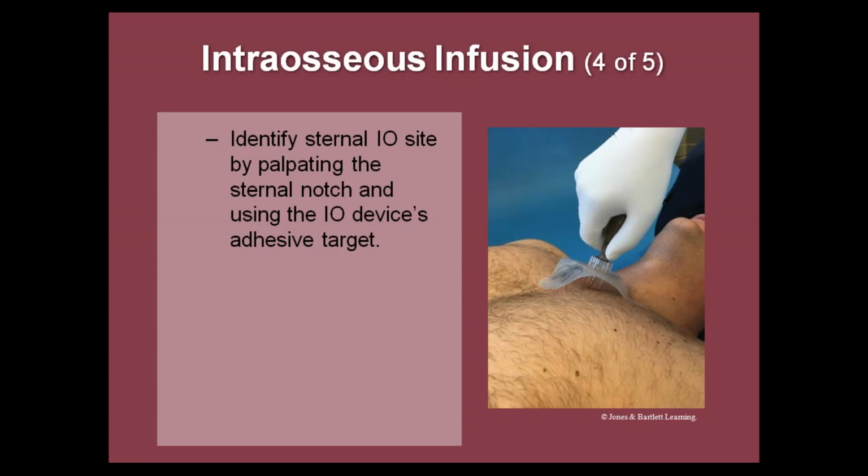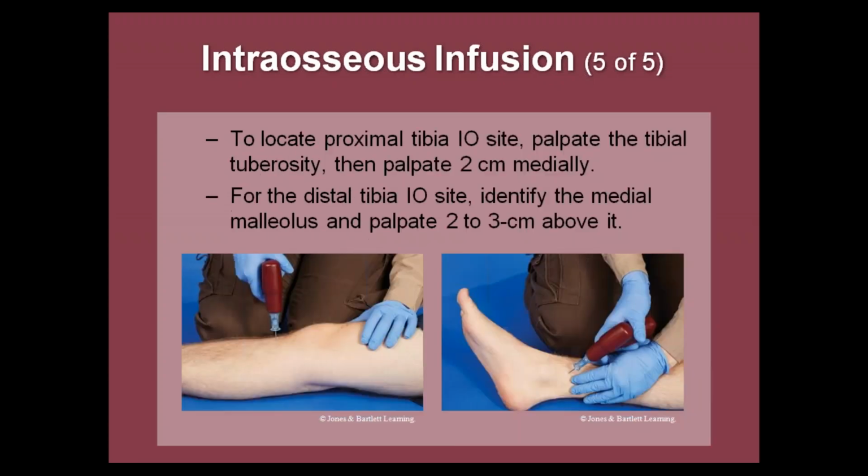Sternal IO, if we ever get one of these, is typically used in military and even some tactical environments for SWAT teams. But sternal IO is going to be in the top portion of the sternum, just below the sternal notch. And this is a location that should not interfere with CPR should this patient need to have CPR.